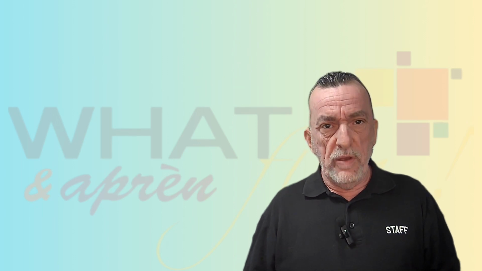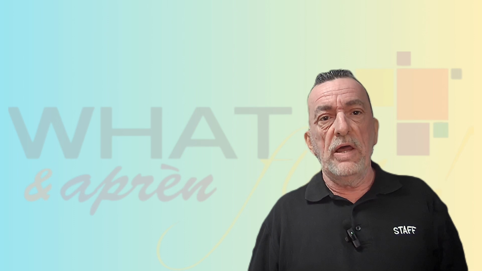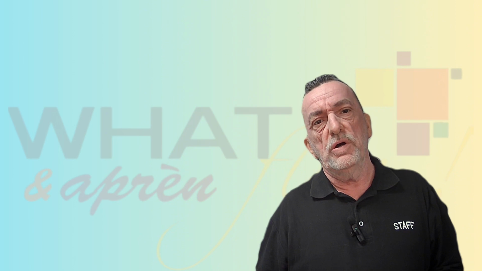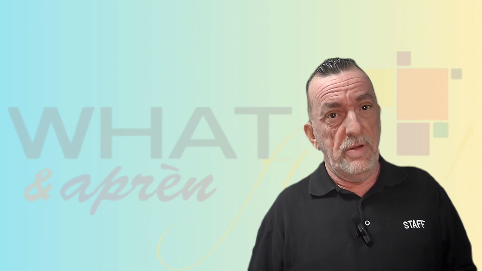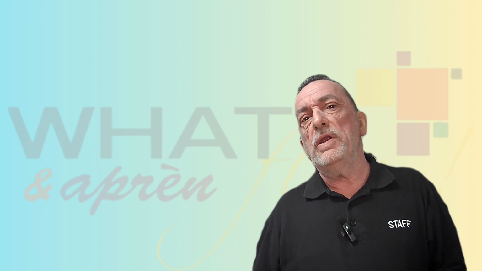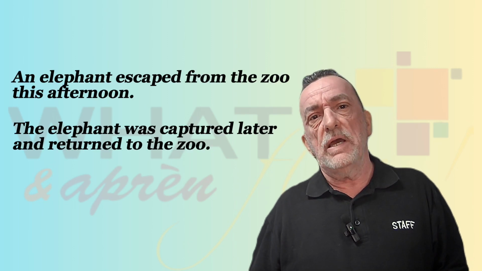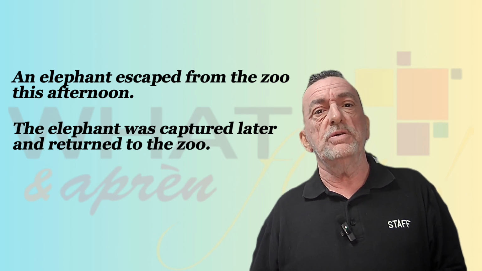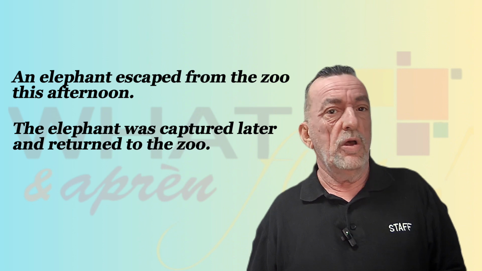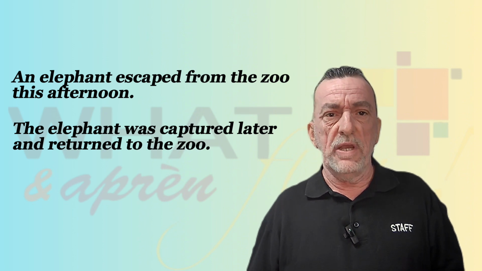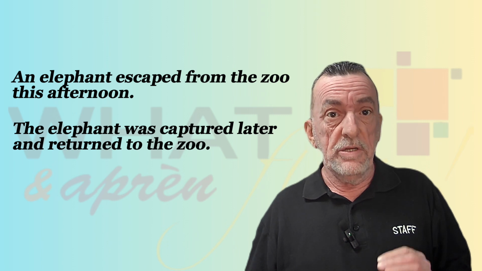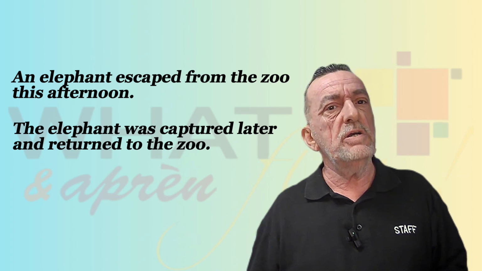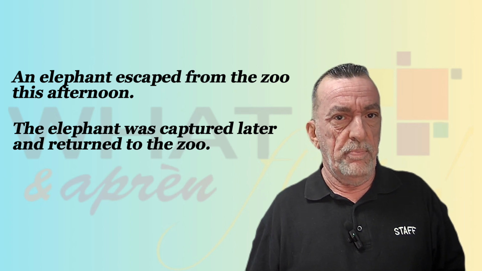So once we've begun to talk about something, then we know what we're talking about, so we can then go on to use the word the, as in the definite article. For an example: an elephant escaped from the zoo this afternoon. The elephant was captured later and returned to the zoo. So I'm using a or an to identify it in the first place, an elephant, and then the, because we already know what we're talking about.